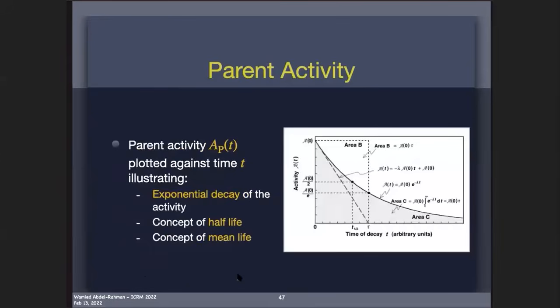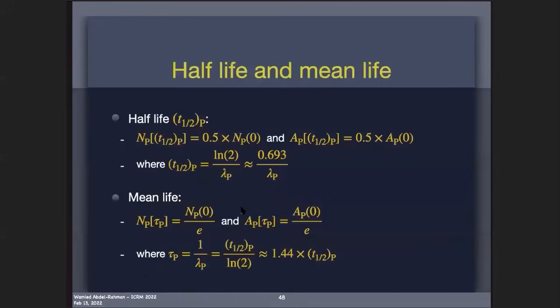So the parent activity, when we plot it as a function of time, we get this exponential decay, and from it we can have the concepts of half-life and mean life. A half-life, by definition, is just the time required for the activity to be reduced to 1/2 of its initial value, and the mean lifetime is just given by this relationship. It's the reciprocal of the decay constant.